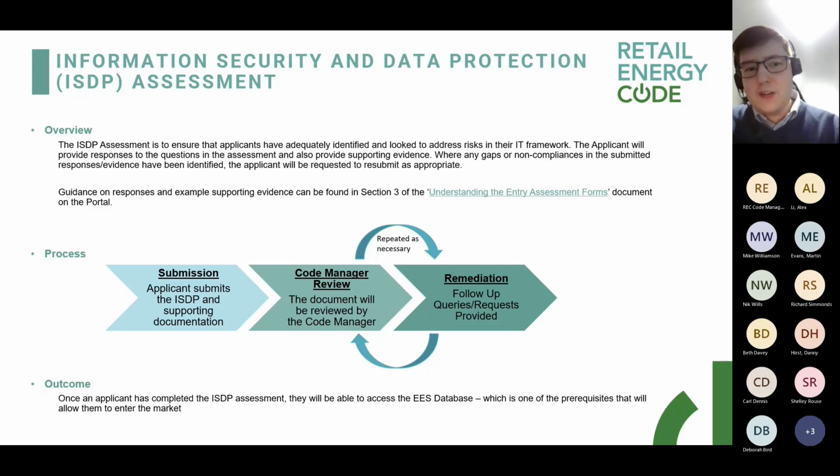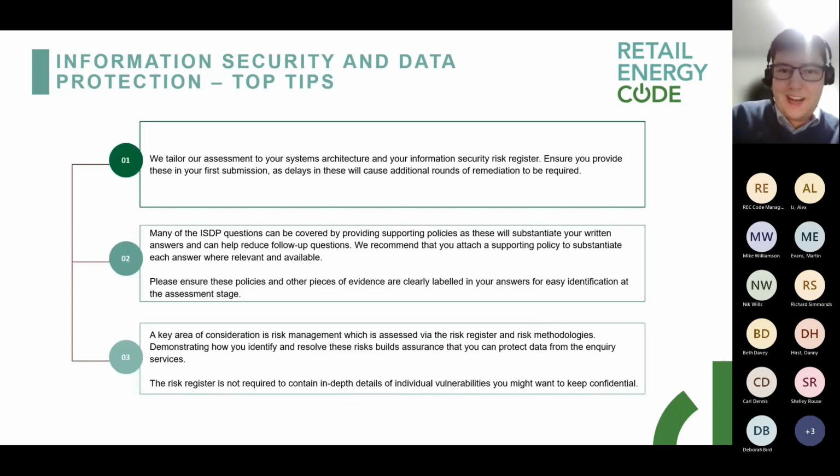So again, if we can please shoot over to the next slide, we have some top tips on filling out your information security and data protection assessment. So it's important to remember, we take a holistic risk-based approach when reviewing your ISDP, rather than this being a tick box exercise, meaning we take into account all of the evidence that you provide us. Particularly a systems architecture diagram and a risk register will help us place other pieces of evidence into context. So, please make sure you send those in the initial submission, to cut down on any potentially unnecessary follow-ups.